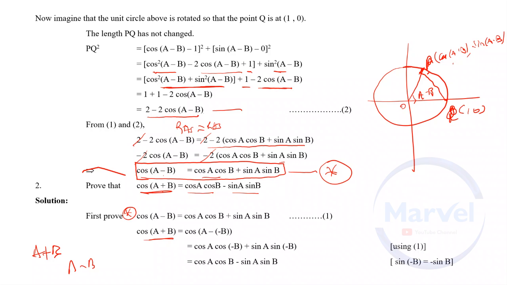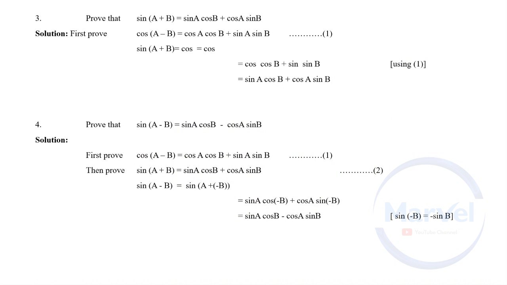So how to write A minus B? Cos of A plus B can be written as cos of A minus of minus B. Now apply star formula: cos A cos of minus B, sin A sin of minus B. We know that sin of minus B is minus sin B, and the cos of minus B equal to cos B. So cos A cos B minus sin A sin B. So how to prove cos A plus B? Rewrite plus B as minus of minus B, then apply star formula. This is second proof.